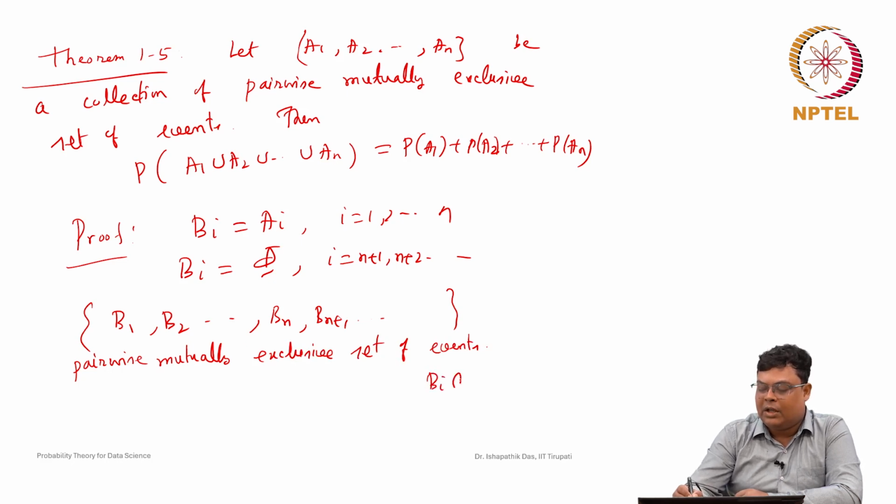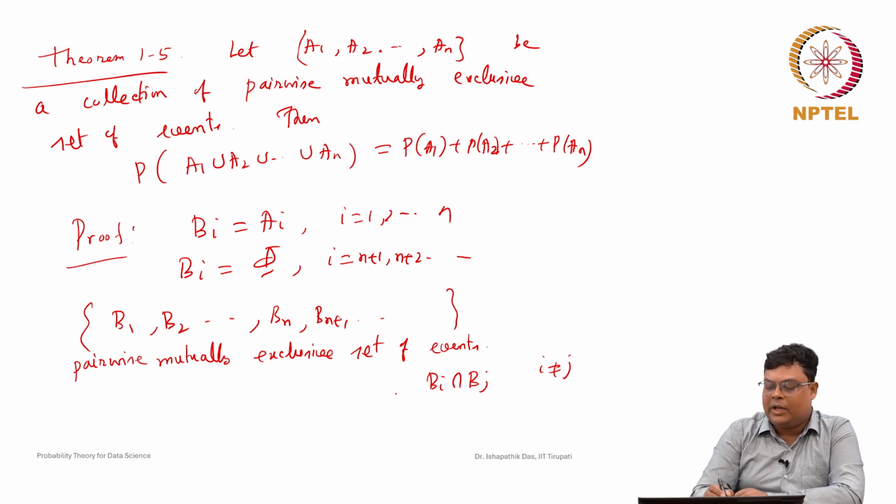So, why are they pairwise mutually exclusive? Because if you consider any i not equal to j, Bi intersection Bj: if i and j are both less than or equal to n, because A1, A2, ..., An are pairwise mutually exclusive, Ai intersection Aj will be phi. If either i or j is greater than n, then one of Bi or Bj will be phi, and then the intersection will be phi. So, they are pairwise mutually exclusive events.